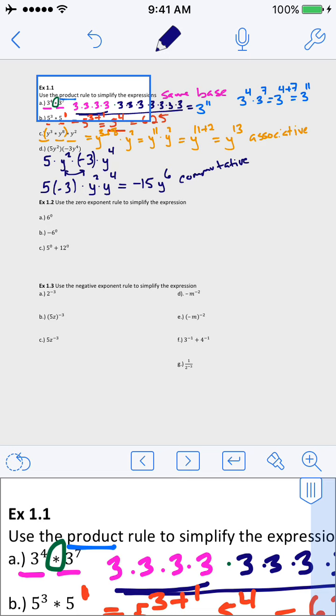Alright, any questions on the product rule? Pause the video now, discuss them. Otherwise, we'll be moving on to the zero exponent rule.